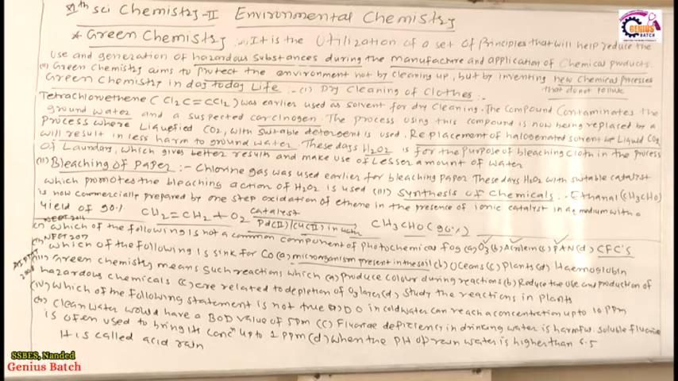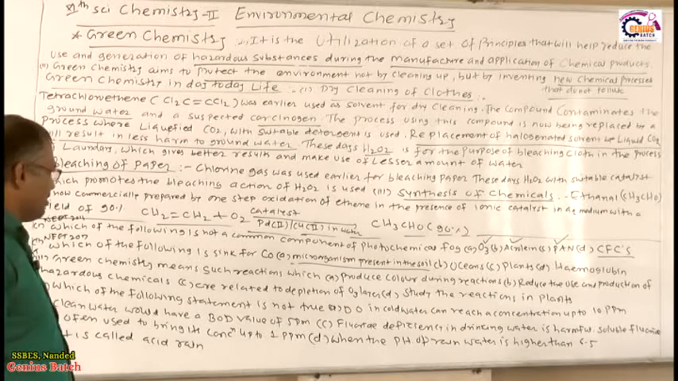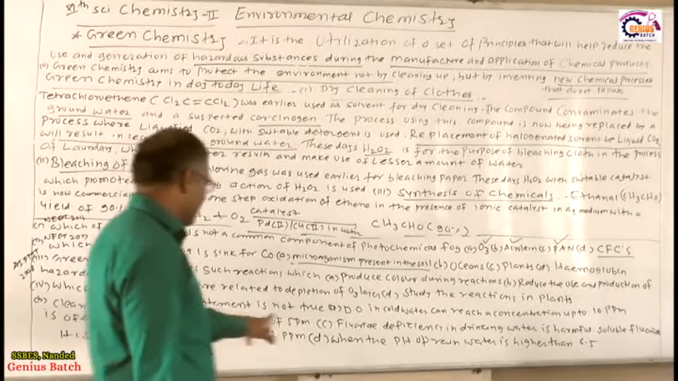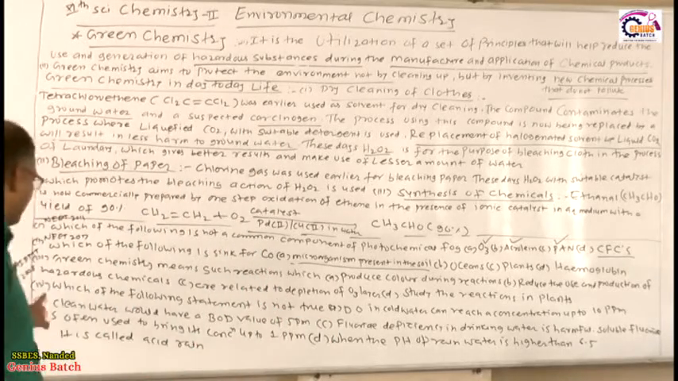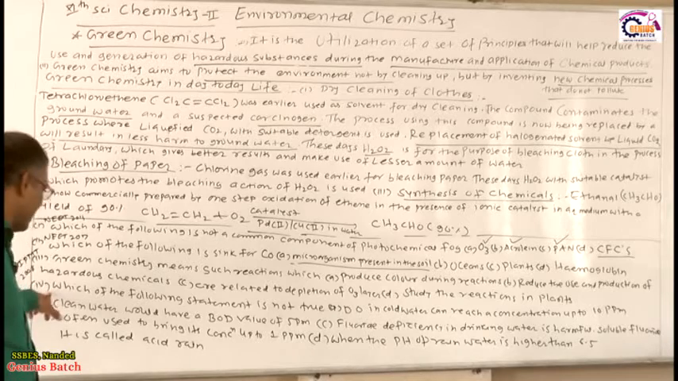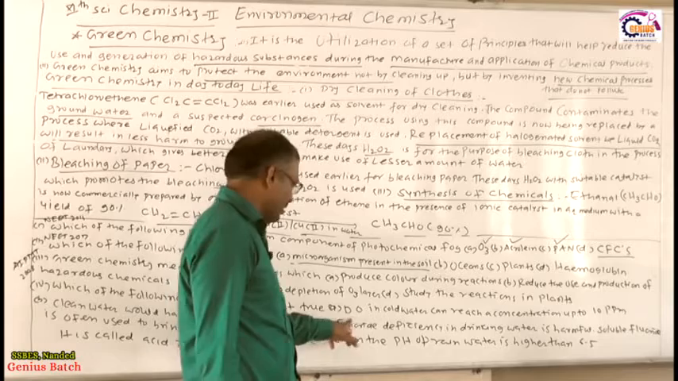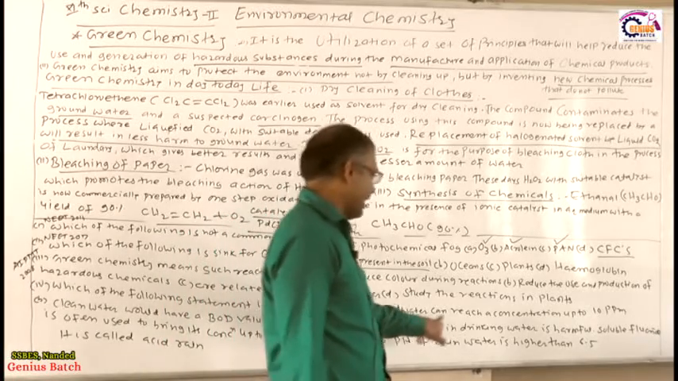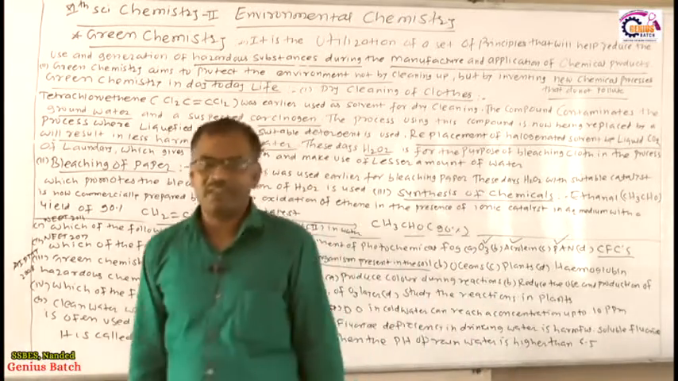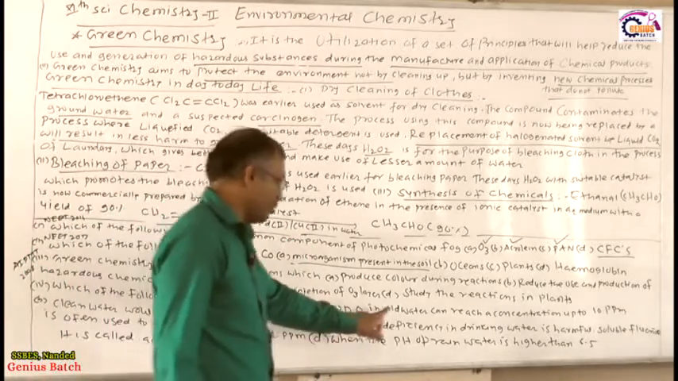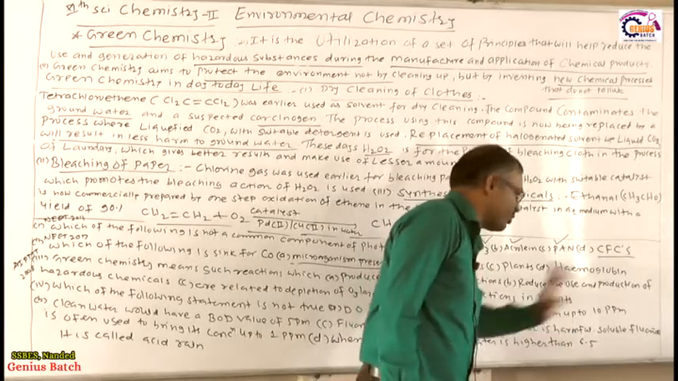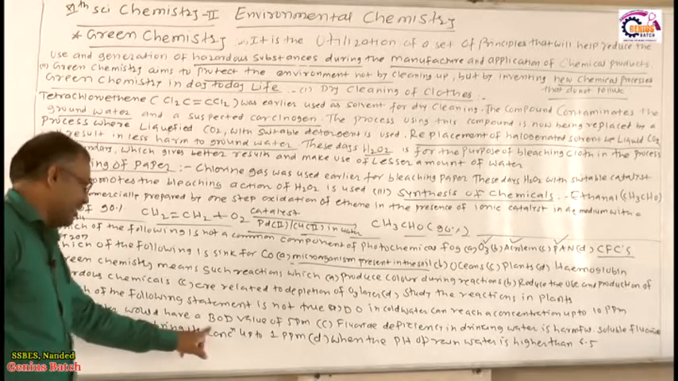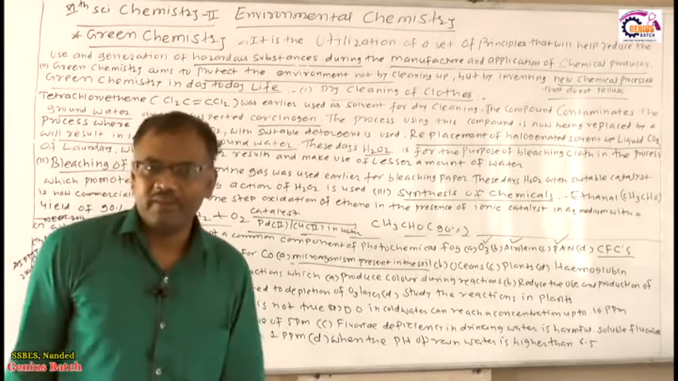Now the fourth question. This question was also asked in the JEE Main exam. Which of the following statements is not true? Statement A: DO, dissolved oxygen, in cold water can reach a concentration up to 10 ppm. Statement B: Clean water would have a BOD value of 5 ppm, parts per million.